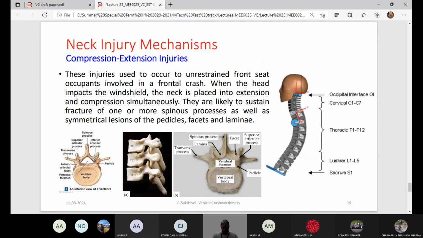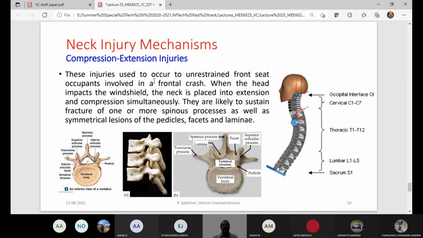Then compression extension injuries. Again, look at this anatomy. You have the vertebral body, which is every spine segment. This is the portion where they get interlocked. You can go through it slowly. Here T is given, so thoracic spinal elements are there. This naming you can go through because it appears in this statement.